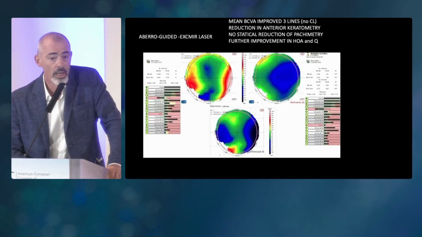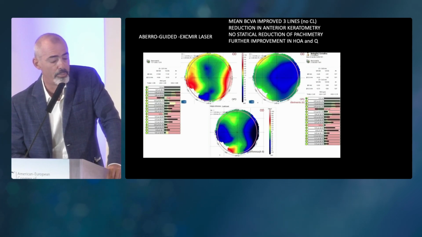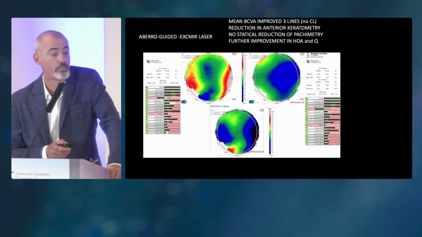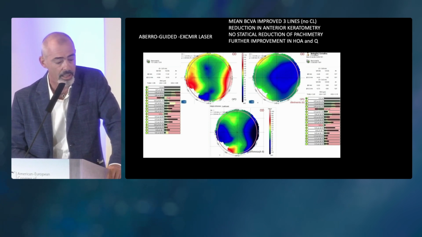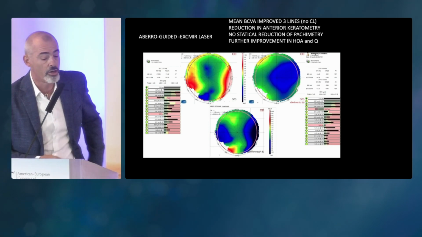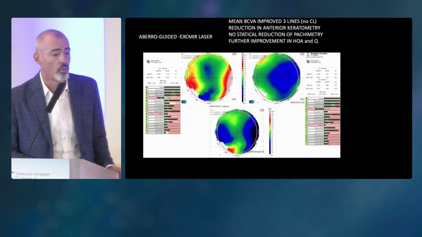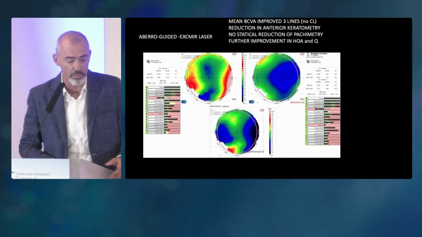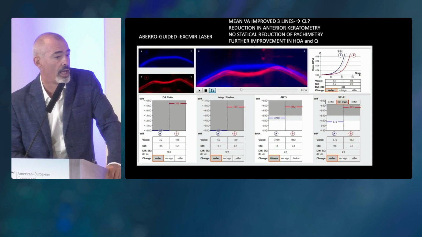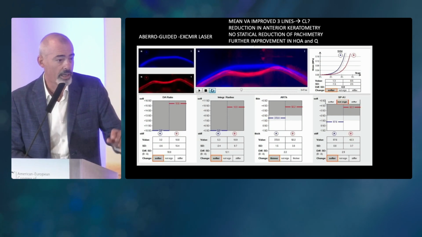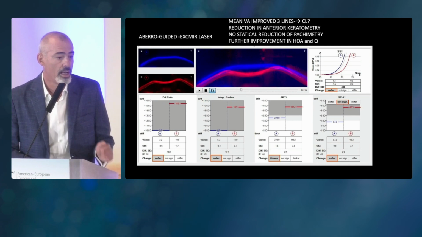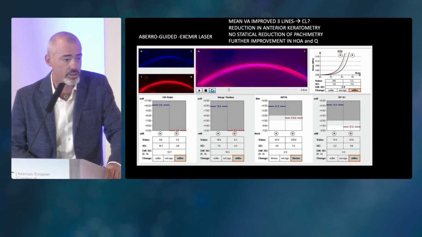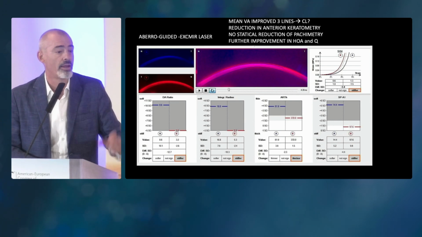So, at the moment, we are treating some of these patients with a customized PTK, and we reach a mean improvement of spectacle-corrected visual acuity of 3 lines, a reduction in anterior keratometry, no statistical reduction in the pachymetry because we want to fix only the aberration and not the refractive error, and a further improvement of the profile of the cornea. Of course, after excimer, the cornea is a little thinner and softer, but if we compare this result with the baseline prior to the lenticule introduction, we maintain a very strong and thickened cornea.